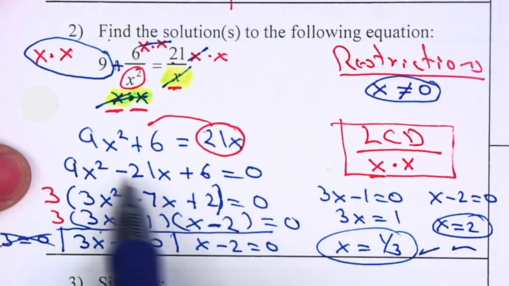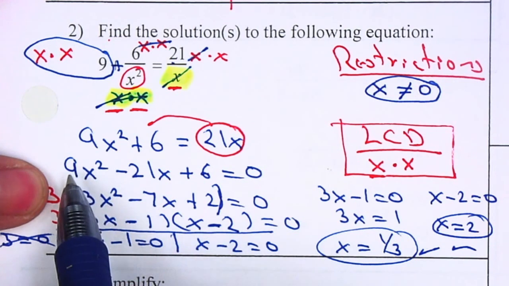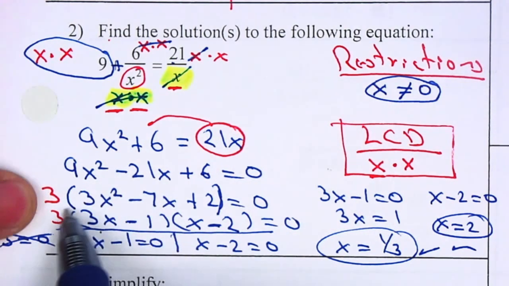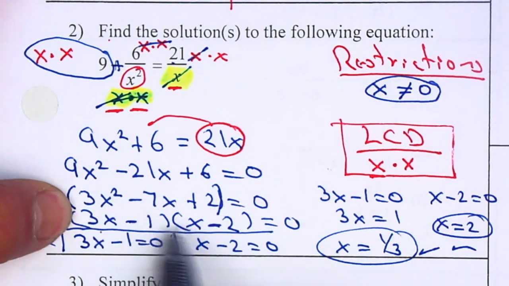One of the key things right here is to make sure that your x squared term is always positive, and always take out the common factor, and that will make your factoring much easier.